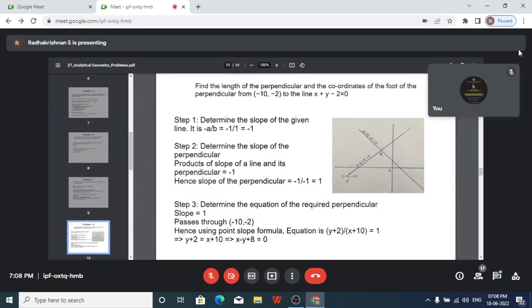If two lines are perpendicular, m1 m2 equal to minus 1. So here one slope is minus 1, so the other has to be 1. So the slope of the perpendicular will be plus 1. Next, determine the equation of the required perpendicular. Since we know the slope is 1 and it passes through (minus 10, minus 2), using the point and slope formula we can simply write (y minus y1) by (x minus x1) equal to slope. Simplifying, we get x minus y plus 8 equal to 0. So we can simply draw that line.